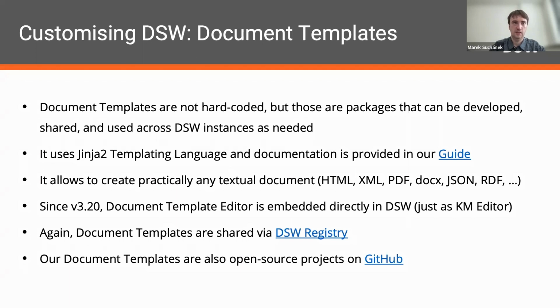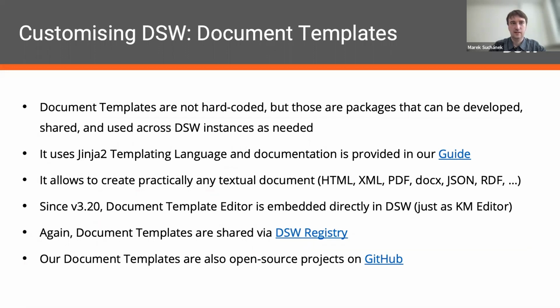Why we use this and not something maybe a bit more developer friendly is that this allows us to create practically any textual document. So you can create HTML or XML that can then be transformed to PDF files or Microsoft Word documents, which are, of course, for human users to download, print, read, or comment, etc. But you can also create JSON, RDF, basically whatever textual file.